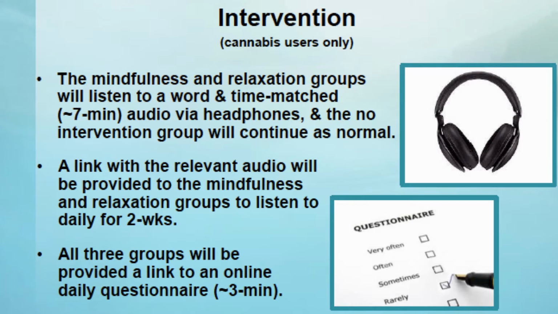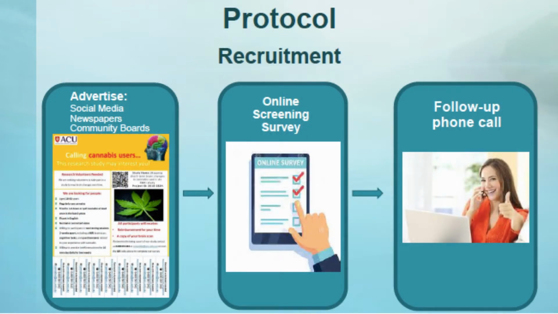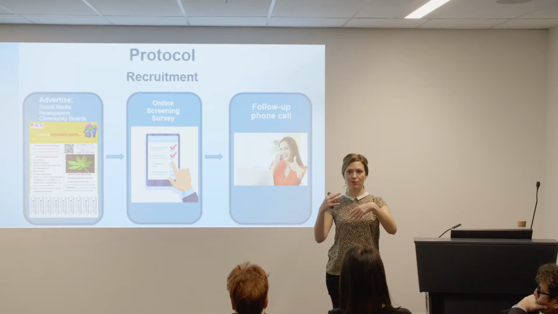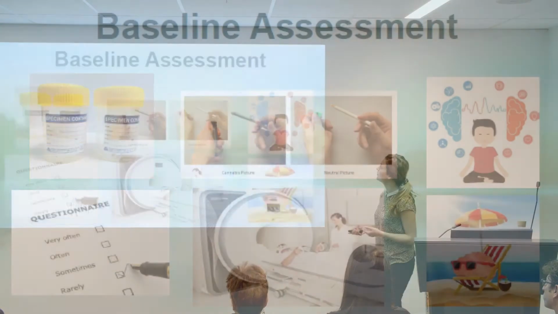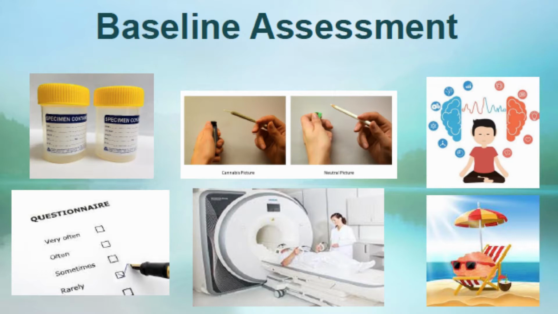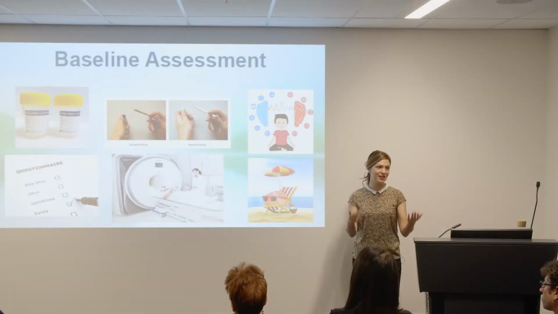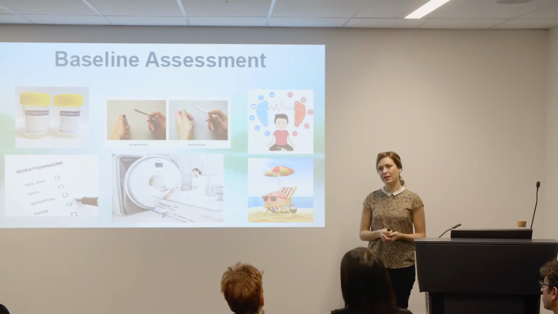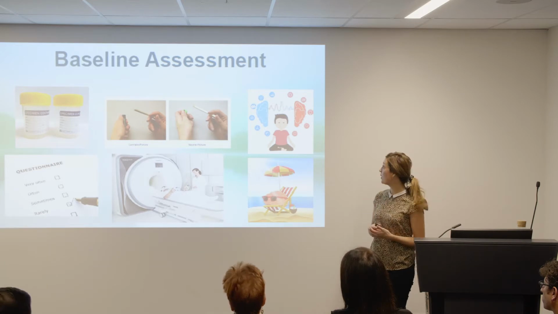We give audio tracks to all the participants, and at the moment we're advertising on social media, Facebook, and we're doing a very extensive online screening survey. Based on this information, we decide how to allocate cannabis users to the various intervention groups. The assessment, in addition to cognitive testing and MRI testing, also consists of urine toxicology to confirm the cannabis users are indeed using cannabis, and also to see if there are any changes in THC levels between baseline and follow-up.